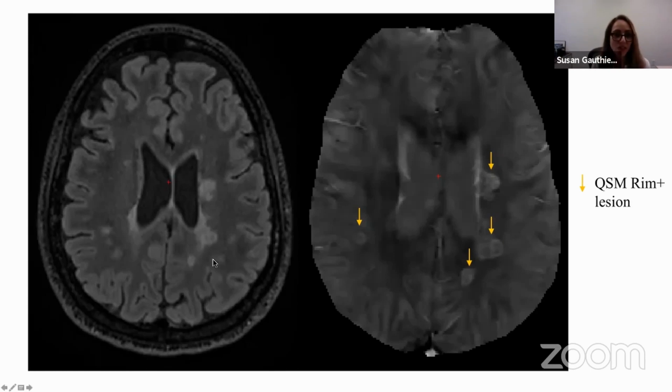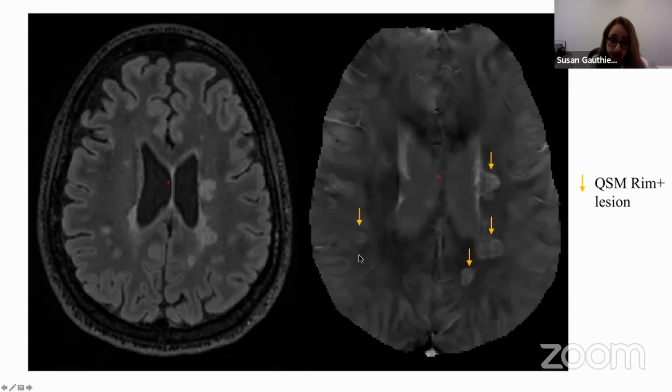Okay, so over here on the left is the FLAIR sequence. The FLAIR sequence is used to detect MS lesions. It's a T2 with the CSF suppressed. You can really appreciate these paraventricular lesions. And on the right here is a QSM sequence, and you can see here these lesions that have a hyperintense rim. This is what we would call a rim-positive lesion.